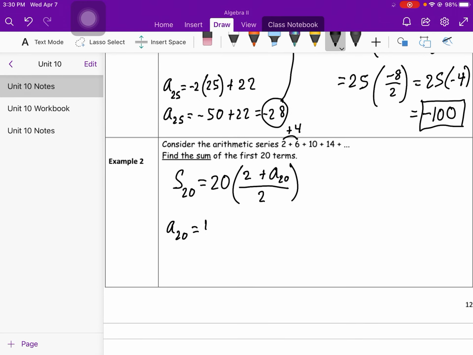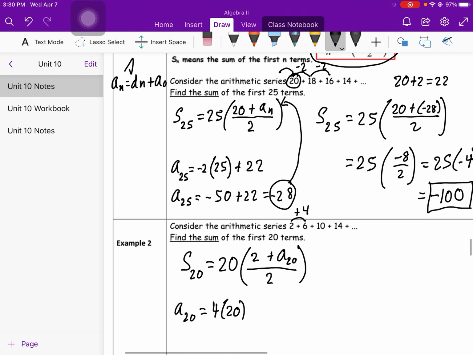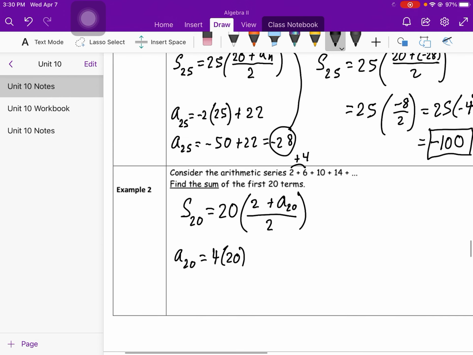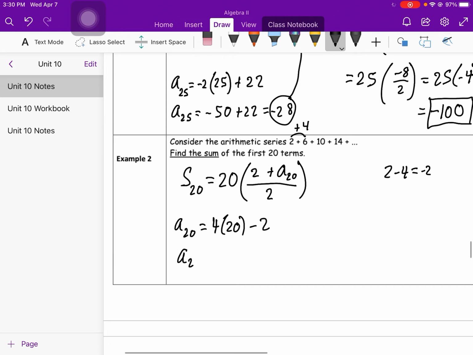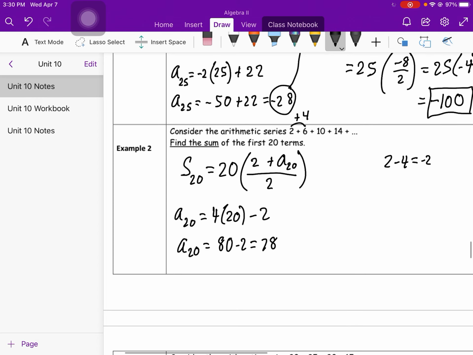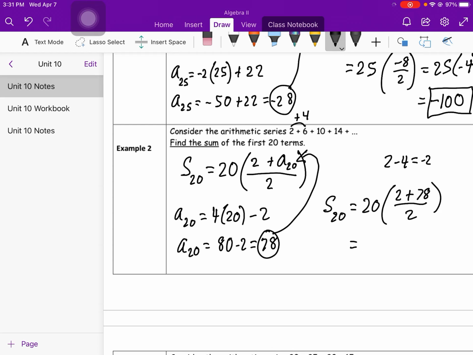is going to be, the common difference is 4. The n value is 20. So remember, we're using this formula over here. And then a of 0 would be if we went backwards. So 2 minus 4 is going to be negative 2. So we're going to subtract 2. So we're going to get 80 minus 2, which is 78. So that's 78. We're going to take that, and we're going to plug it in up here. S of 20 equals 20 times 2 plus 78 divided by 2.